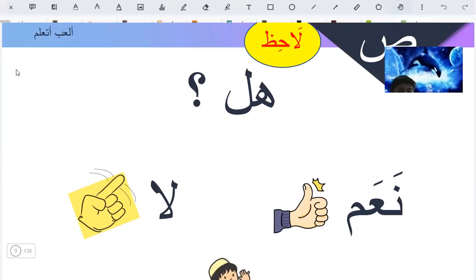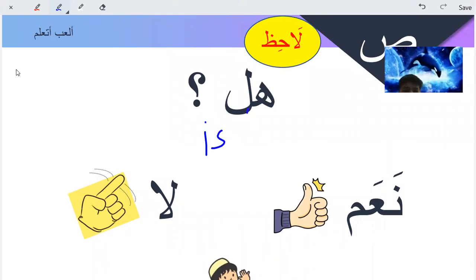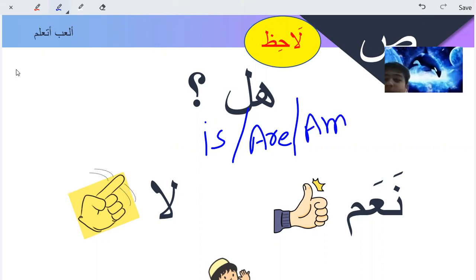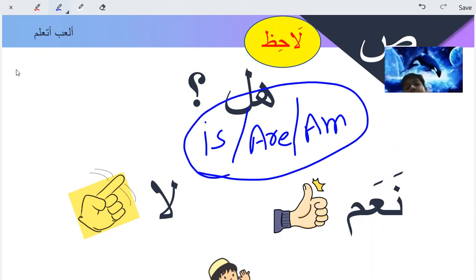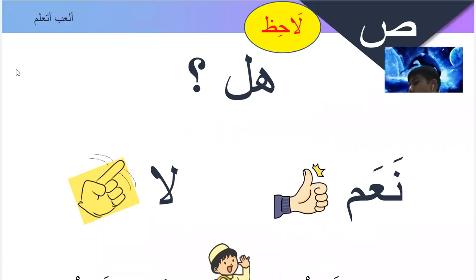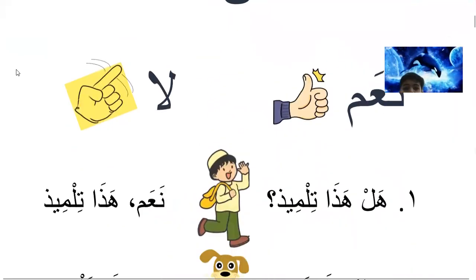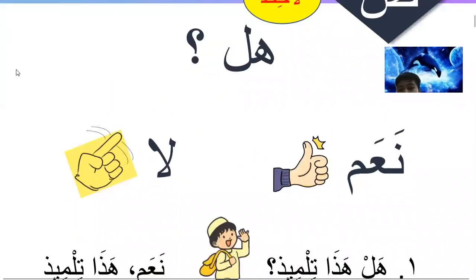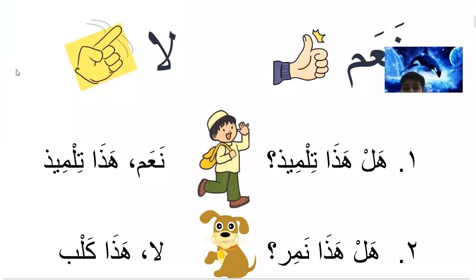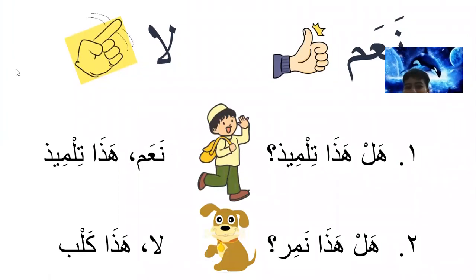Then we have the particle hal. Hal means "is". These are the three meanings of hal. It is used to ask questions only. This particle hal is used in interrogative sentences only. Is this a dog? Yes. Na'am means yes and la means no. Now you will read and translate these sentences.